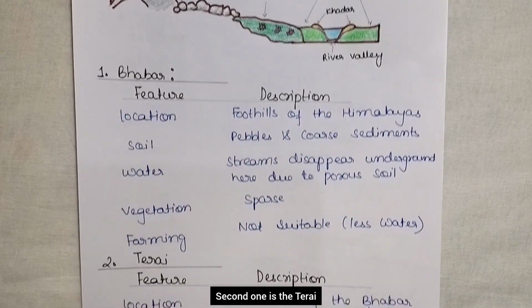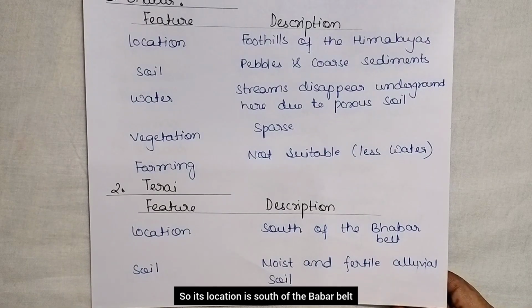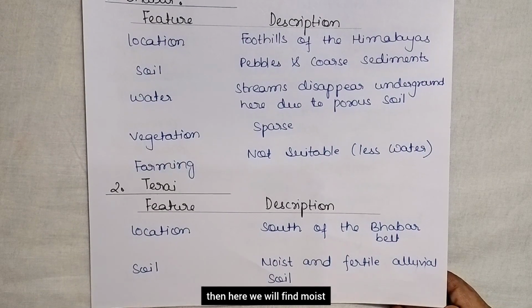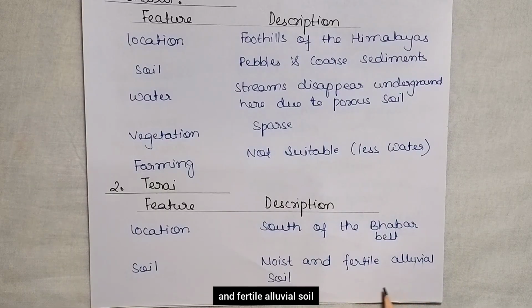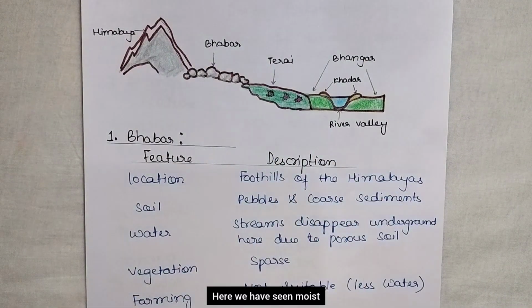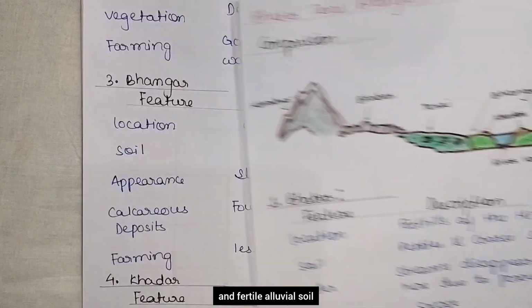Second one is the Terai. Its location is south of the Bhabar belt. And if you talk about the soil, then here we will find moist and fertile alluvial soil. Okay, so this is the Terai region. Here we have moist and fertile alluvial soil.